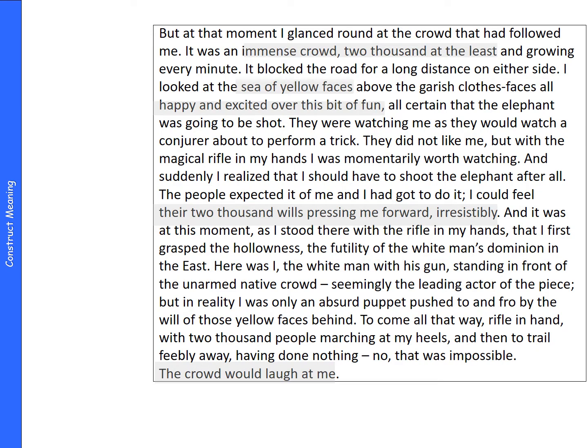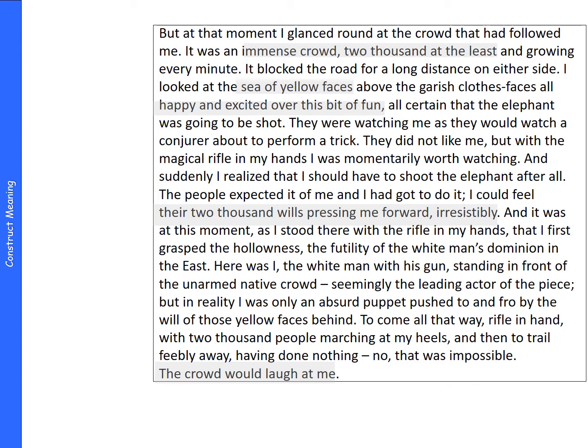Okay, so I've taken out that particular extract for you. I'm going to read through it for you. Remember, you're looking for information on the crowd, how the crowd is described. So, but at that moment, I glanced round at the crowd that had followed me. It was an immense crowd, 2,000 at the least, and growing every minute. It blocked the road for a long distance on either side. I looked at the sea of yellow faces above the garish clothed faces, all happy and excited over this bit of fun, all certain that the elephant was going to be shot. They were watching me as they would watch a conjurer about to perform a magic trick. They did not like me, but with the magical rifle in my hands I was momentarily worth watching.